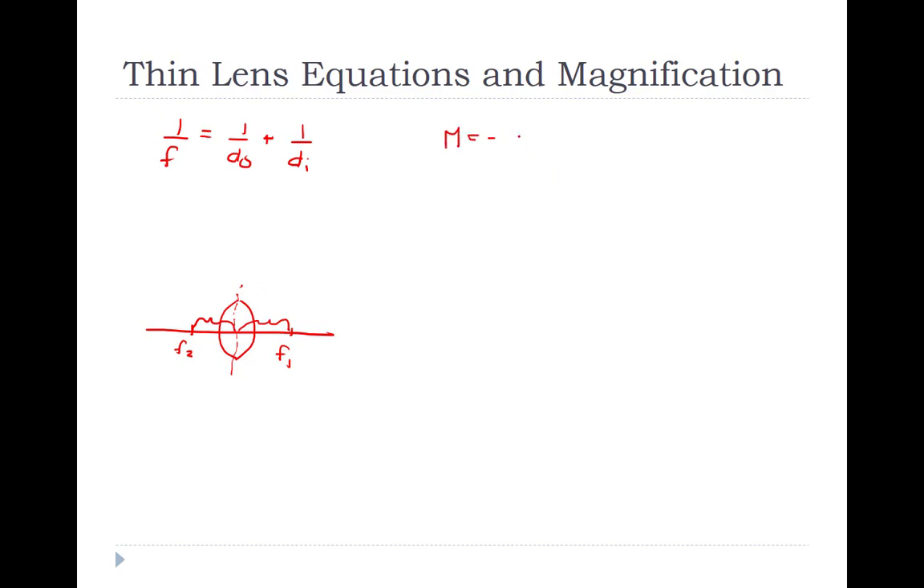The magnification formula is also identical to what we had before. So the magnification is the negative of the image distance divided by the object distance. Or you can find it by taking the ratio of the image height to the object height.